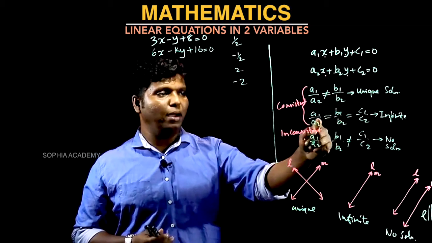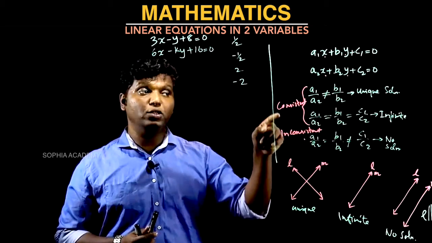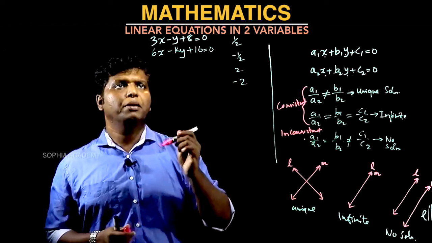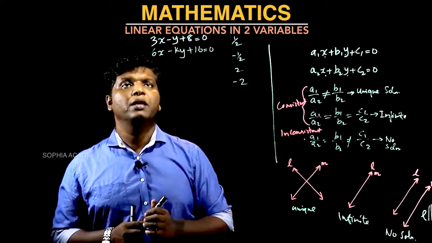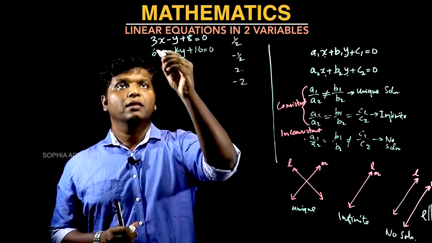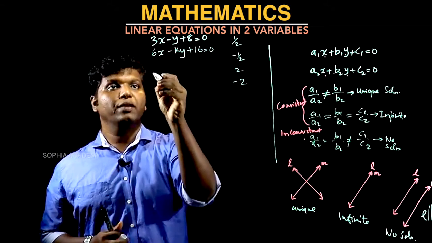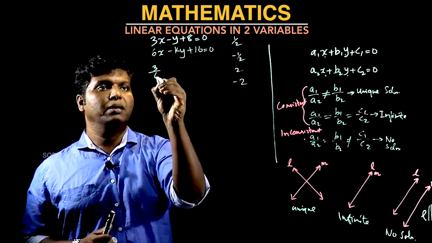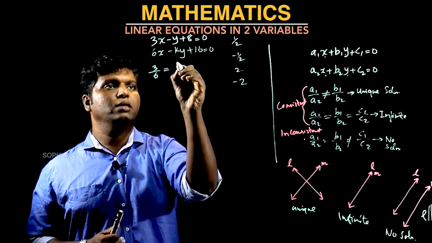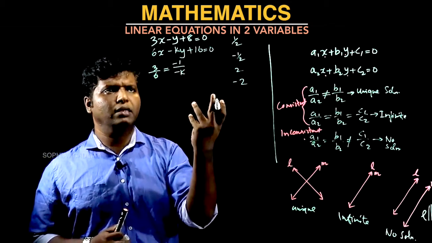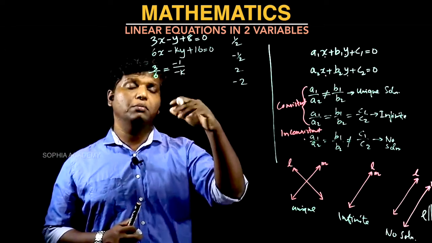So keeping that in your mind, this is the condition: a1 by a2 is equal to b1 by b2, and that's equal to c1 by c2. So here let us bring them together. What is a1 by a2? Tell me. Here, a1 is 3. So a1 by a2 means 3 by 6 should be equal to b1 by b2, which is minus 1 by minus k. Minus and minus will get cancelled, or you can remove them, it will become plus itself.